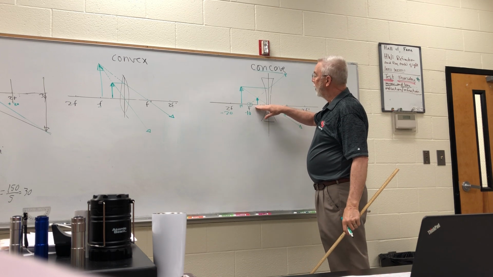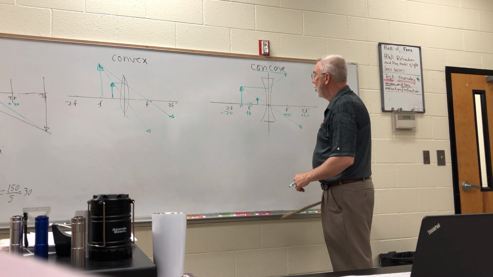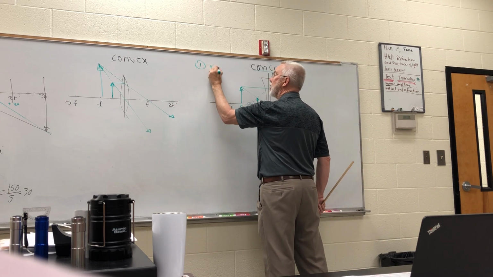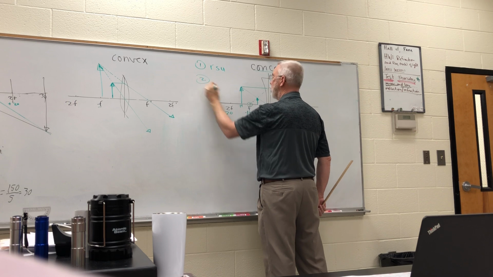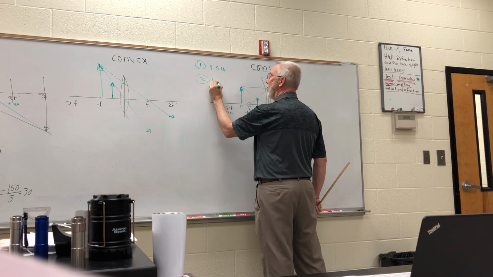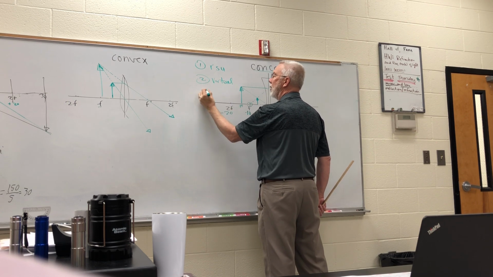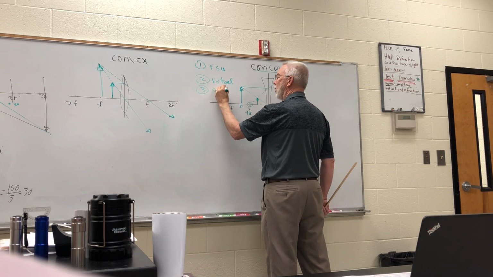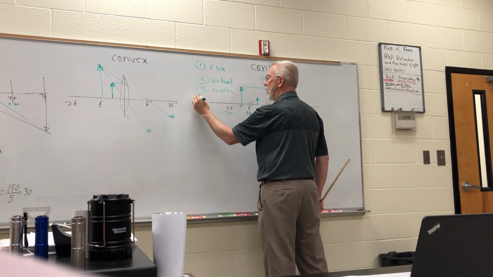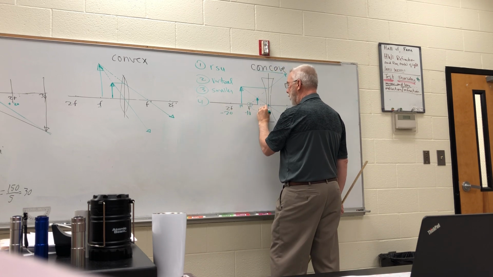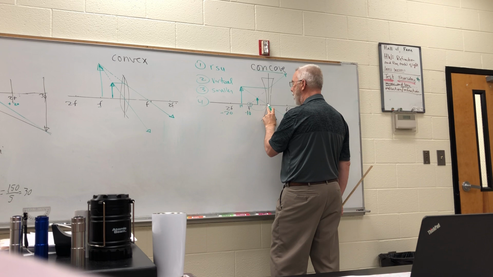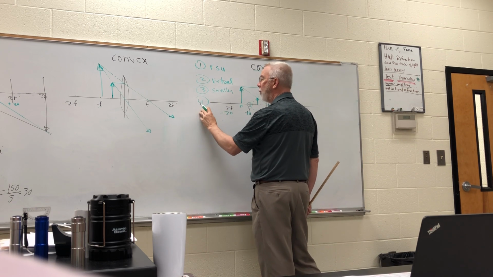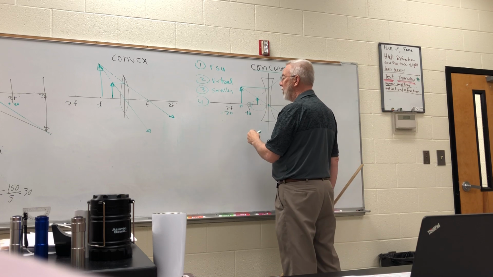Now, if we look at that image versus that object, number one, we should see that it's right side up. Number two, since it's right side up, we know that it's virtual. Number three, we should see that it is smaller. And number four, it's located right here between the focal point on this side and the lens. And so we can solve this math problem and come up with the answer.